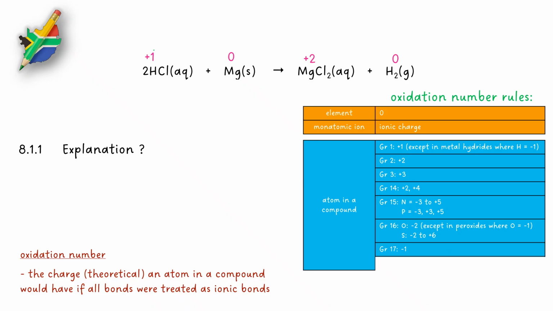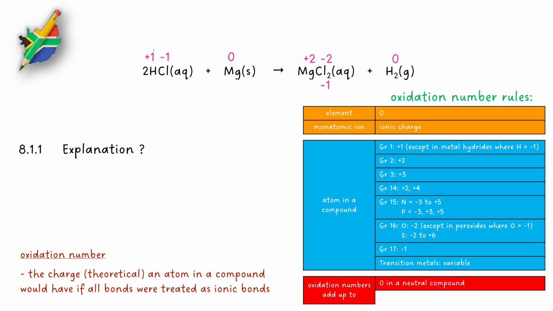Group 17 elements have a -1 oxidation number, and so chlorine in hydrochloric acid is -1, and each chlorine in magnesium chloride is -1, so we can write its oxidation number underneath. But there are 2 chlorine atoms in magnesium chloride, and so together they contribute -2, and we can write this above. Transition metals have variable oxidation states.